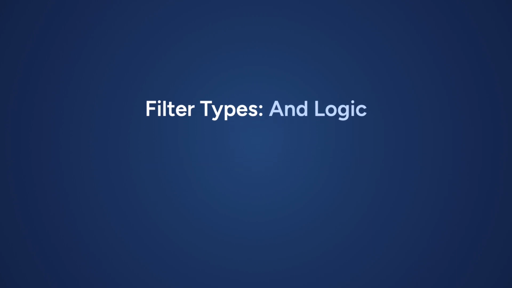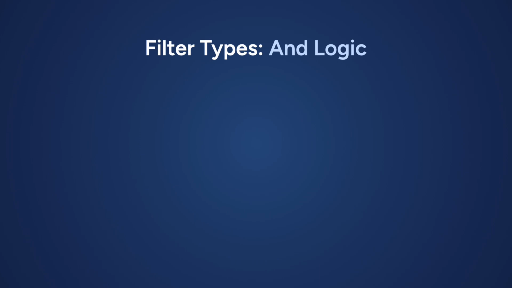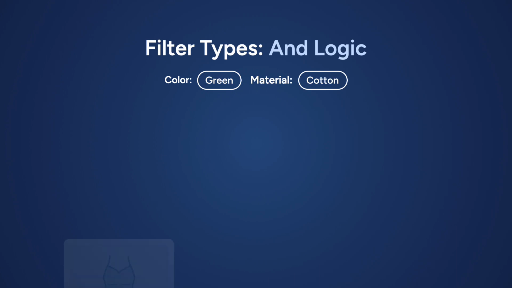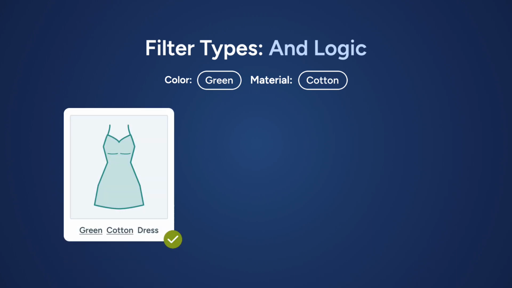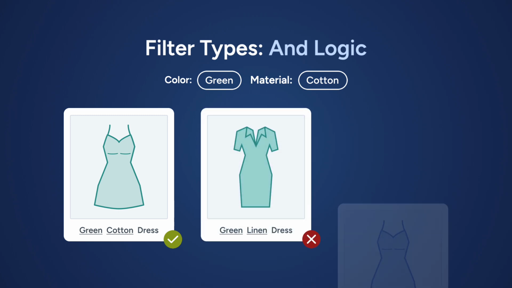AND logic for filter types means if a user selects options from the color and material filter types, only items that match selections from both are shown. A green dress in cotton will be included if those options are chosen, but not a green dress in linen or a blue dress in cotton.